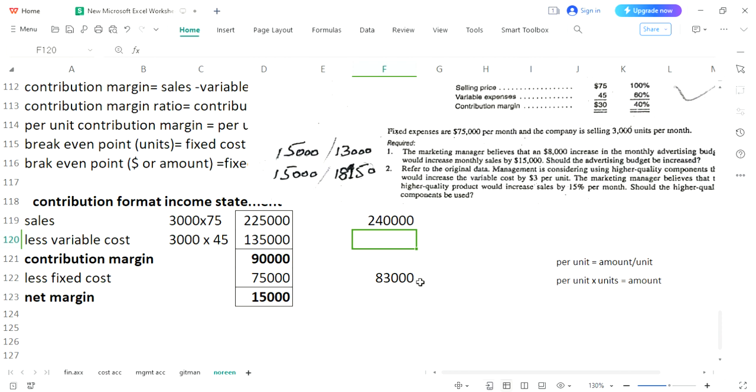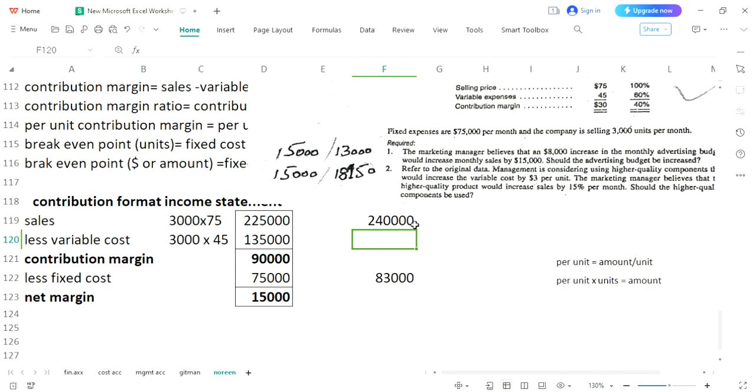By adding just 8,000 you are increasing your income by 15,000. Up till now the decision is very smooth, you should go for that. But now what will happen if you increase your sale?